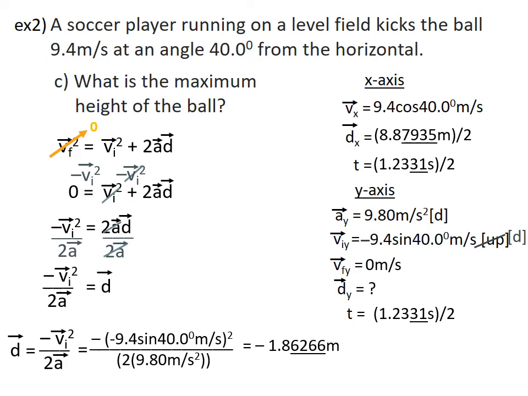It's negative. I chose down as my positive direction. So negative 1.86266 is then positive 1.86266 meters up. And again, like we said, two significant figures. So my final answer is 1.9 meters up.